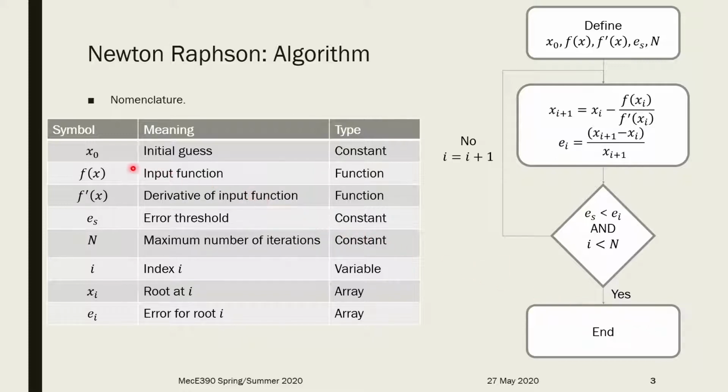So the type of parameters that we have: x naught is just a constant, f of x is defined as a function, f prime of x is also defined as a function, e of s is defined as a constant, n is a constant, i is an index, a variable that changes with each iteration, x of i would be defined as an array, and e of i would be defined as an array, in order to compare the results between each iteration.